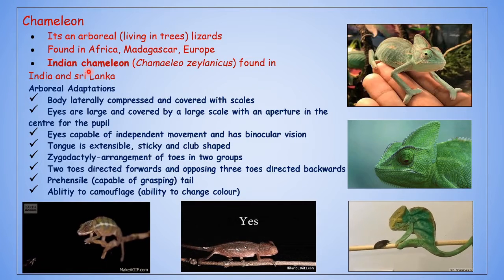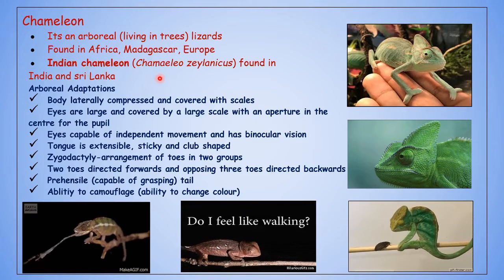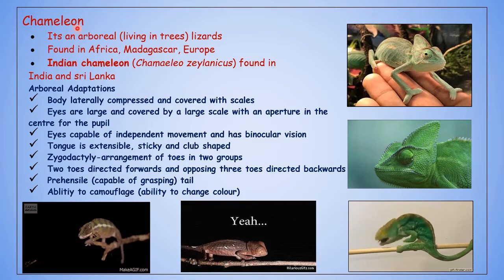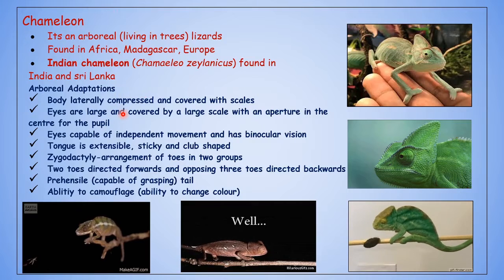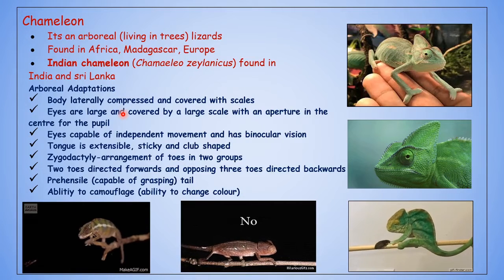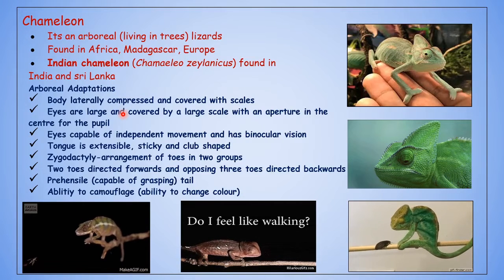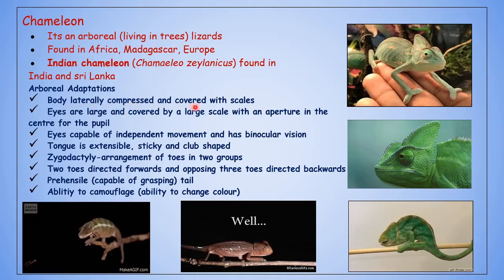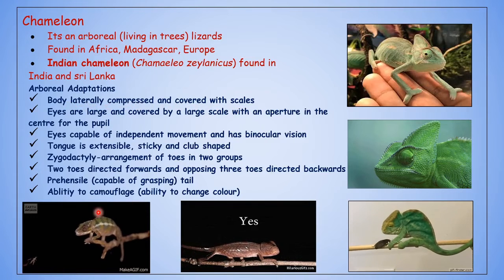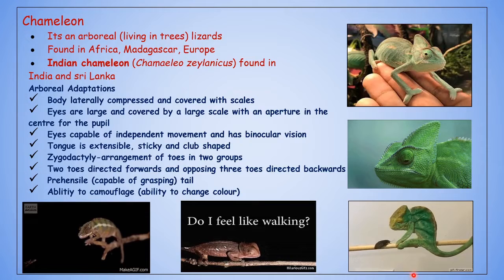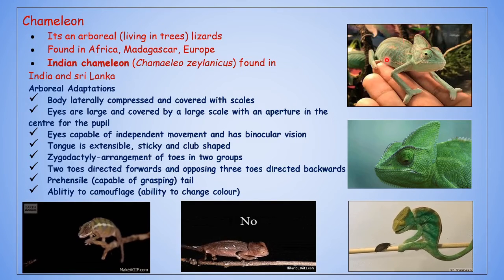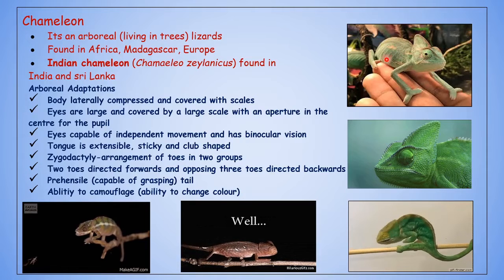There is an Indian chameleon called Chamaeleo ceylanicus, which is found in India as well as in Sri Lanka. Because they are arboreal, their body is adapted for their arboreal mode of life, and they have many arboreal adaptations. These include a body that is laterally compressed and covered with scales. In these diagrams and short videos, you can see their body is not flattened like normal lizards. It is laterally compressed.